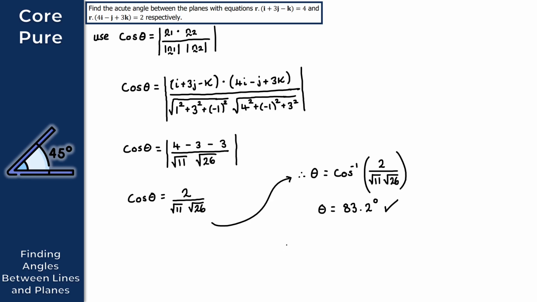So that gives us the solution to the very last question, question 2. And that brings the end of this video on finding angles between lines and planes.